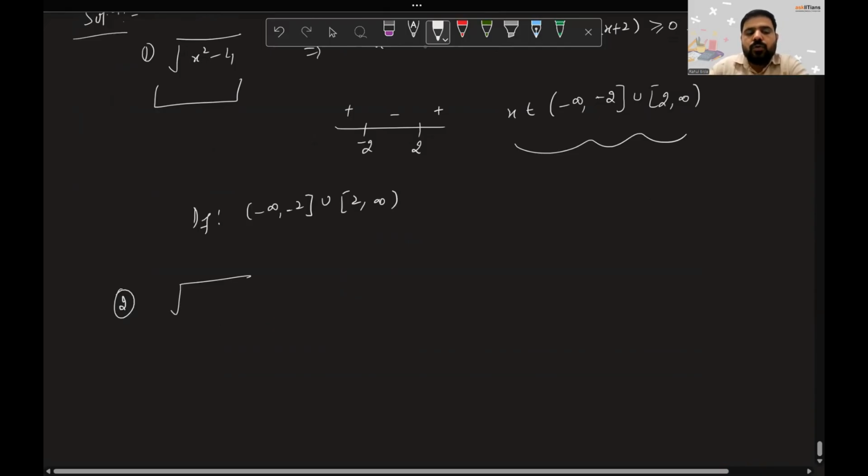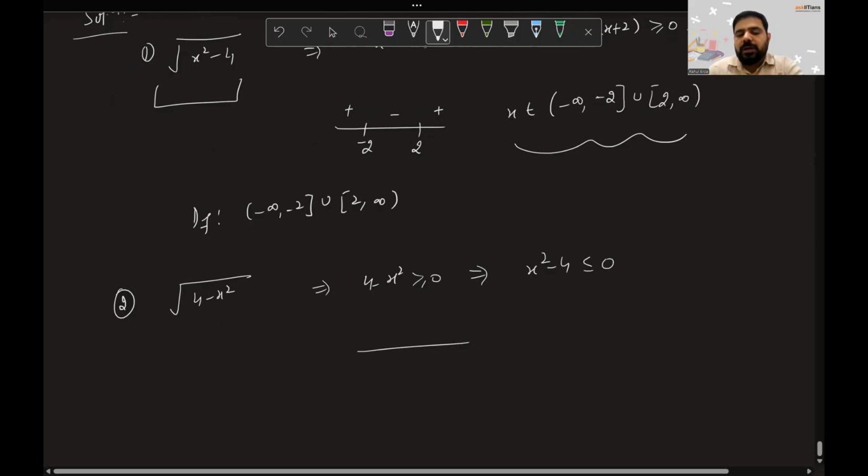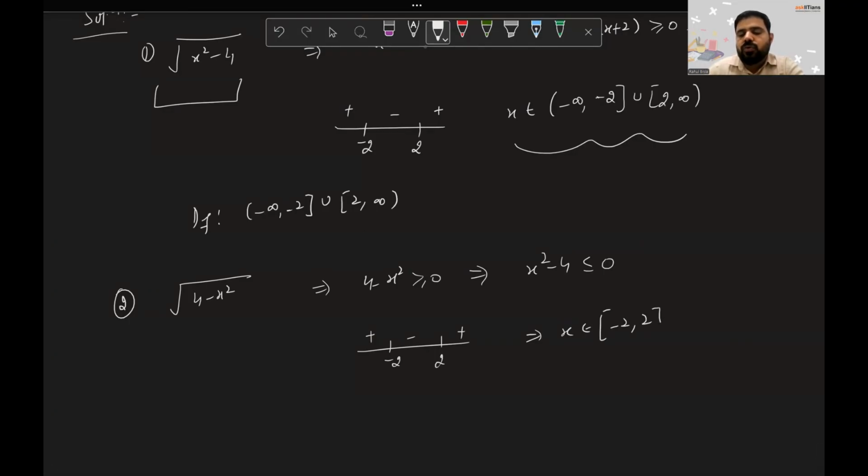Next example, root of 4 minus x square. Again, whatever quantity inside root is, this has to be greater than equal to 0. If I take the whole thing to the other side, we'll be having x square minus 4 less than equal to 0. When we plot it, again we'll be getting minus 2, 2 with plus, minus and plus. This will be giving us x belongs to minus 2 to 2. Minus 2 closed, 2 also closed. So minus 2 closed to 2 closed is going to be the domain in this case.